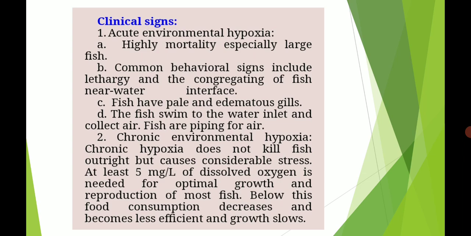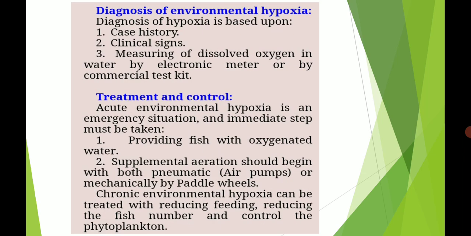Now, chronic environmental hypoxia. Chronic hypoxia does not kill fish outright but causes considerable stress over the long term. 5 mg per liter of dissolved oxygen is needed for optimal growth and reproduction of most fish. Below this, food consumption decreases and becomes less efficient and growth is slow.